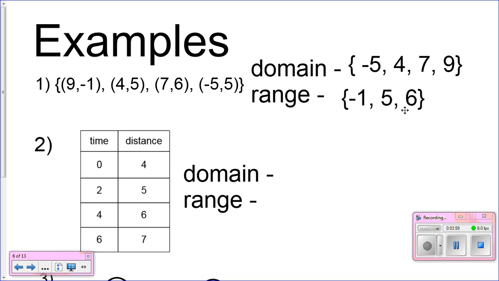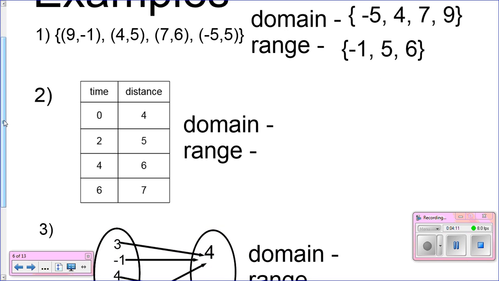So I have -1, 5, and 6. Even though 5 appeared twice, that's okay. I just need to write it here, because it's just saying, what are the possible numbers that I can have for a y value? Okay? Number 2 is our table. So here's one. They didn't tell us what x or y was.